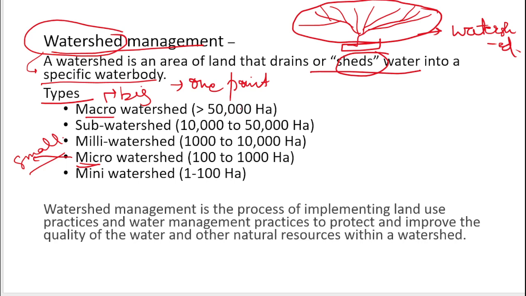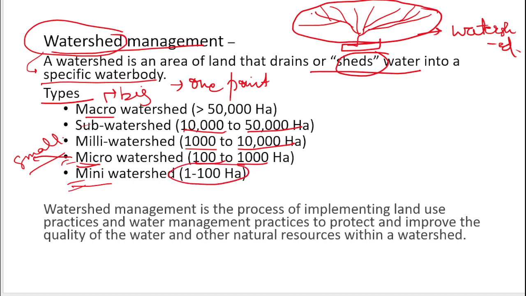If the catchment is more than 50,000 hectares, it is a macro watershed. If the catchment is between 10,000 and 50,000 hectares, then it is a sub watershed. When the catchment is from 1,000 to 10,000 hectares, then it is a milli watershed. When the catchment is from 100 to 1,000 hectares, then it is a micro watershed. And when the catchment is 1 to 100 hectares, then it is a mini watershed.